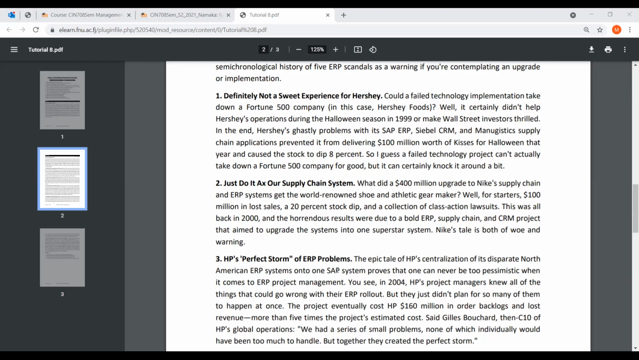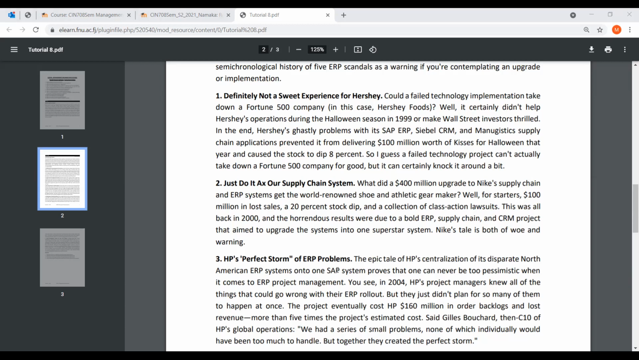Okay, so what happened is, due to certain reasons, the case study doesn't say what caused the error, but they were unable to deliver $100 million worth of chocolates for that Halloween in the year of 1999. Now, it doesn't mean the organization fails if the ERP fails. No, they can definitely proceed without it, but remember, $100 million worth of chocolates were not produced because of some errors with the ERP systems.